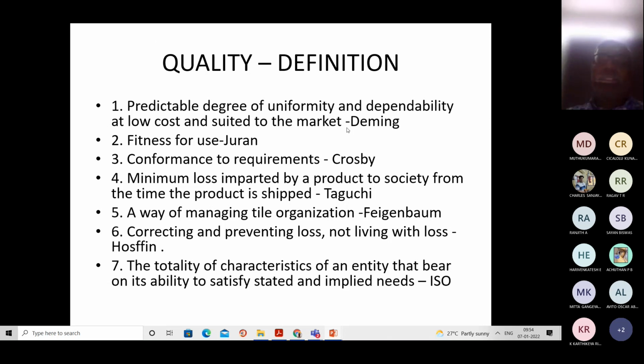Deming says like this: predictable degree of uniformity and dependability at low cost and suited to the market. This is very important. Whenever we talk about quality, the cost has to be less. In many cases, if it is very expensive, nobody is going to purchase. And the predictable degree of uniformity and dependability. So this is a case.